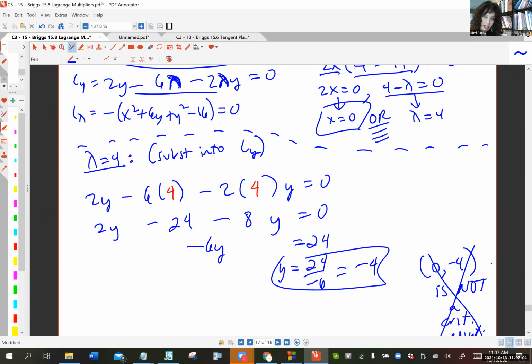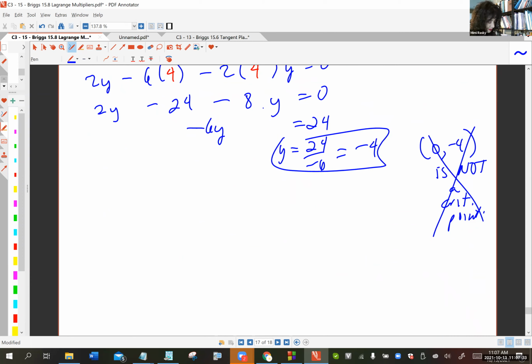Remember that if you think you have a critical point in your hands, substitute it into your constraint here and see if it makes your constraint equation happy. Because if it doesn't satisfy your constraint, it's not a critical point. It's got to solve everything. So I encourage you to go plug this point back into that constraint where x is 0 and y is negative 4, and I don't think it's going to work.